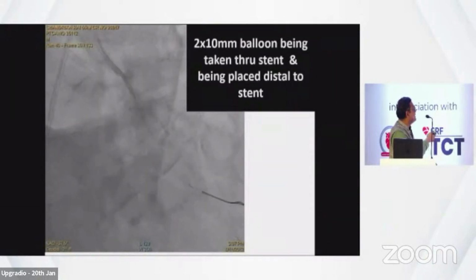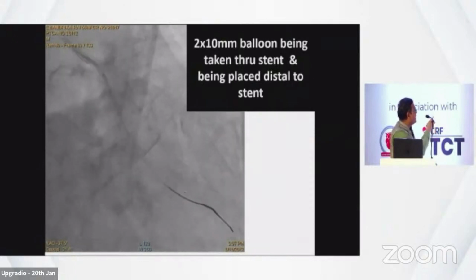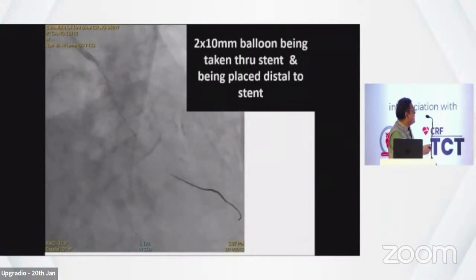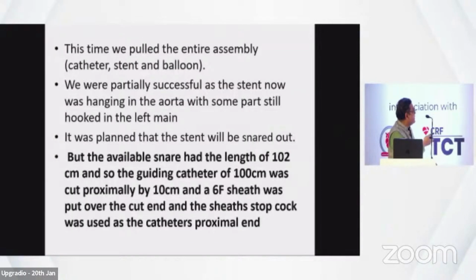You can see that the balloon is being taken through the stent, and it's there. And this is how it is done. But actually, the stent came out a little bit, and then part of the stent was in the left main and part in the aorta. So this is the most dangerous situation now, and obviously, you cannot leave it like this.